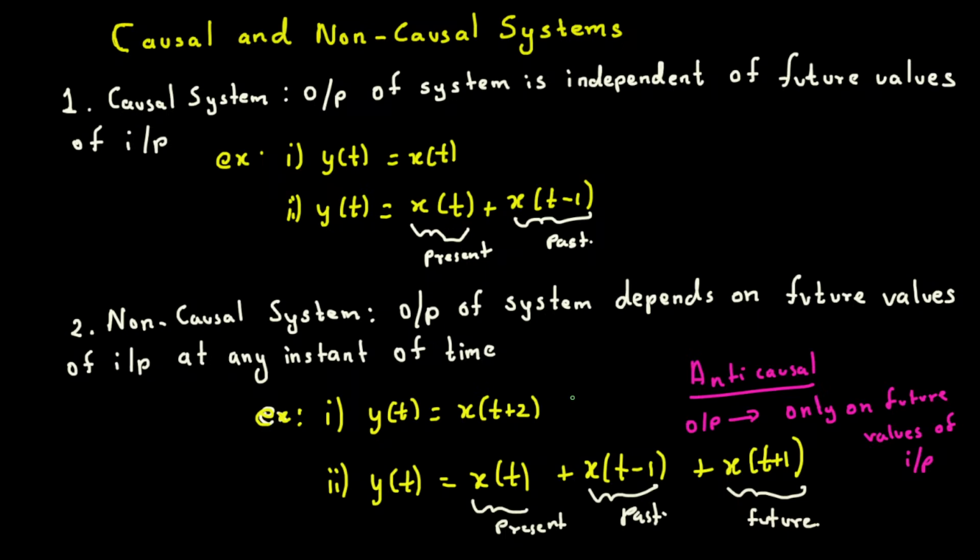Let's use a different color. So this one is non-causal. At the same time, this is anti-causal as well, because this one only depends on the future value. We don't have any present or past. So this is non-causal, and at the same time anti-causal. And if you look at this one, it has a future value, so that automatically makes it non-causal. But it is not only dependent on the future value, it has a past value and present value as well. So this is not an anti-causal.